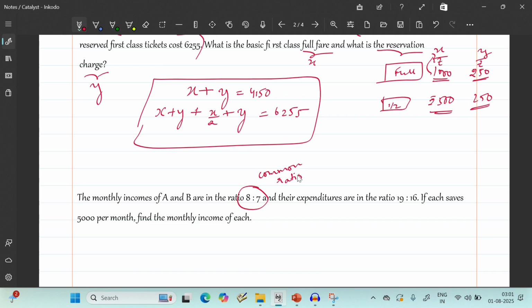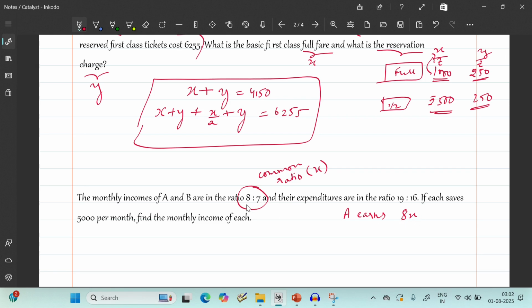So what you have to do is assume a common ratio for every ratio that they have given. Here there is one ratio, 8:7. We are assuming that the common ratio for this is x. So, the monthly incomes of A and B are in the ratio 8:7, which means A earns 8x rupees in 1 month.